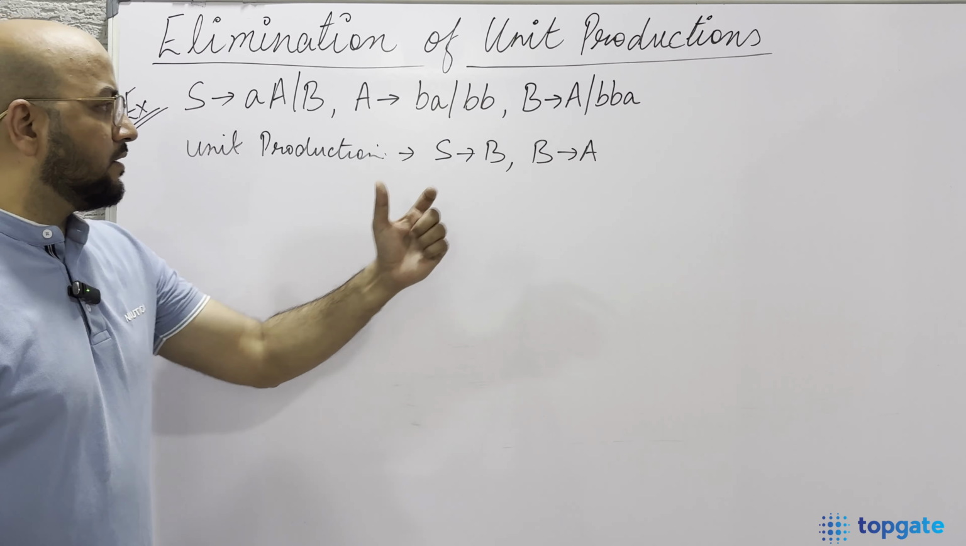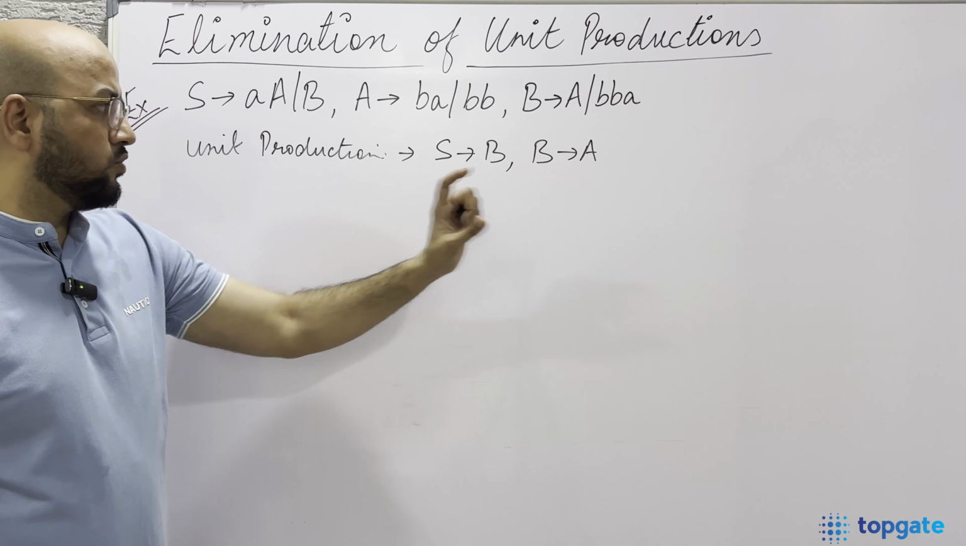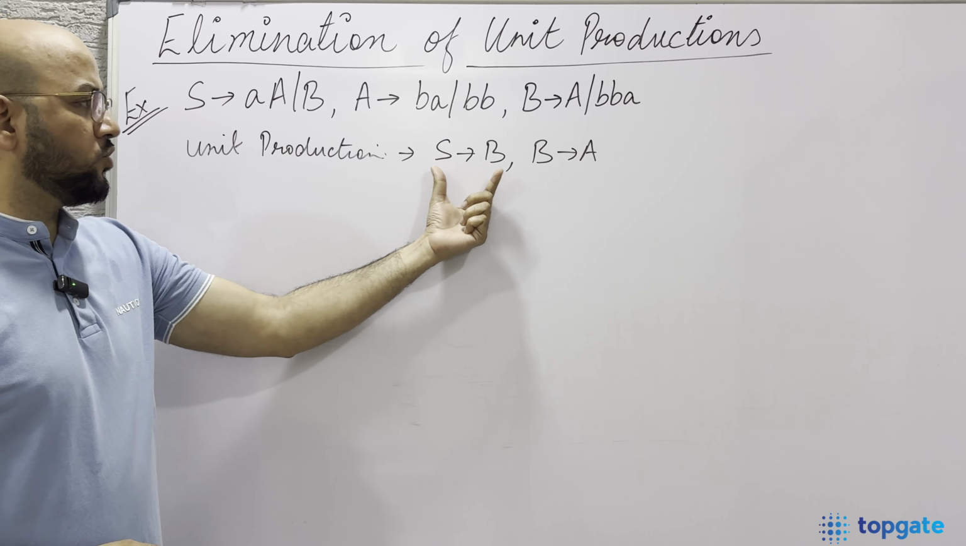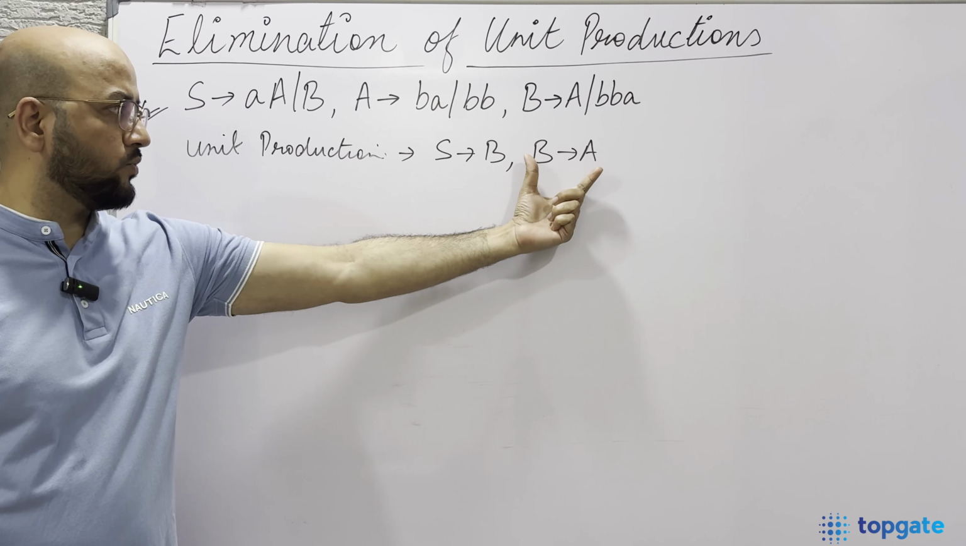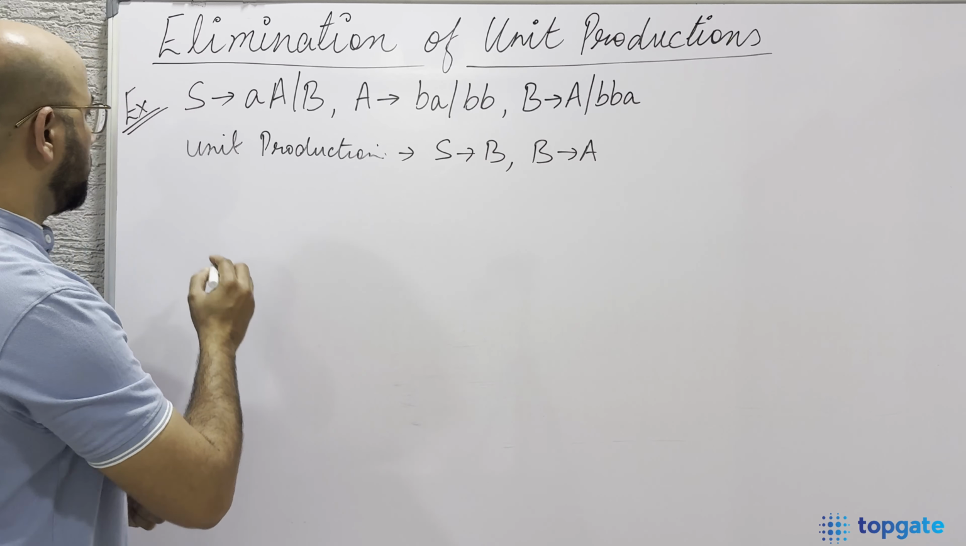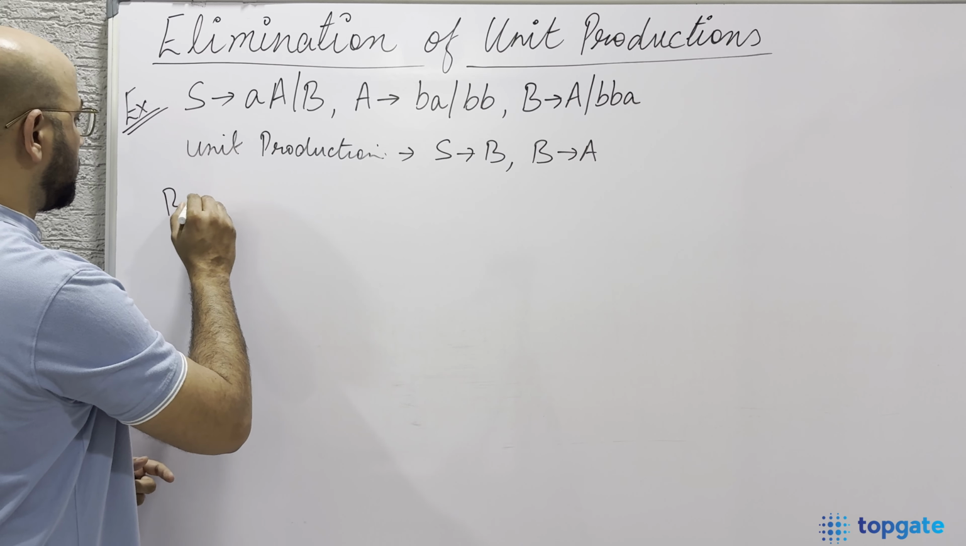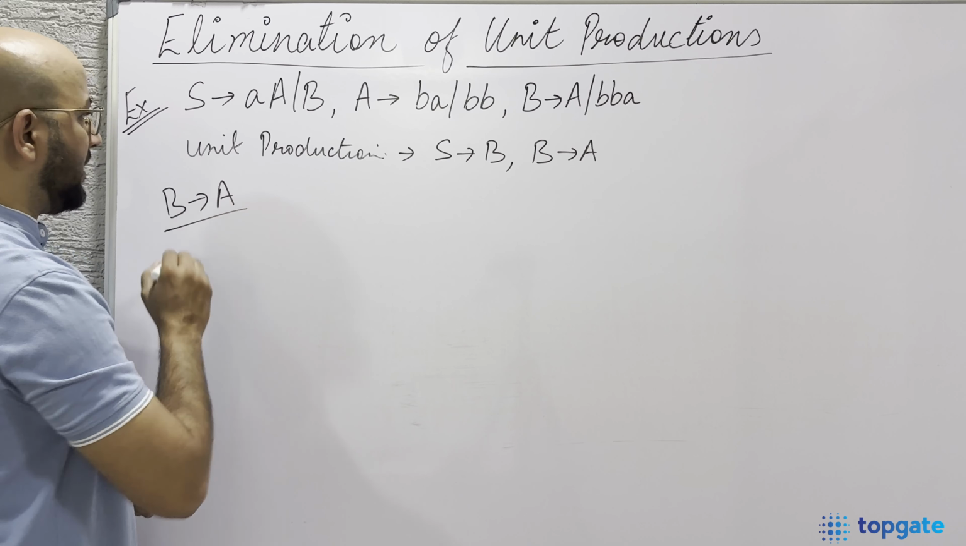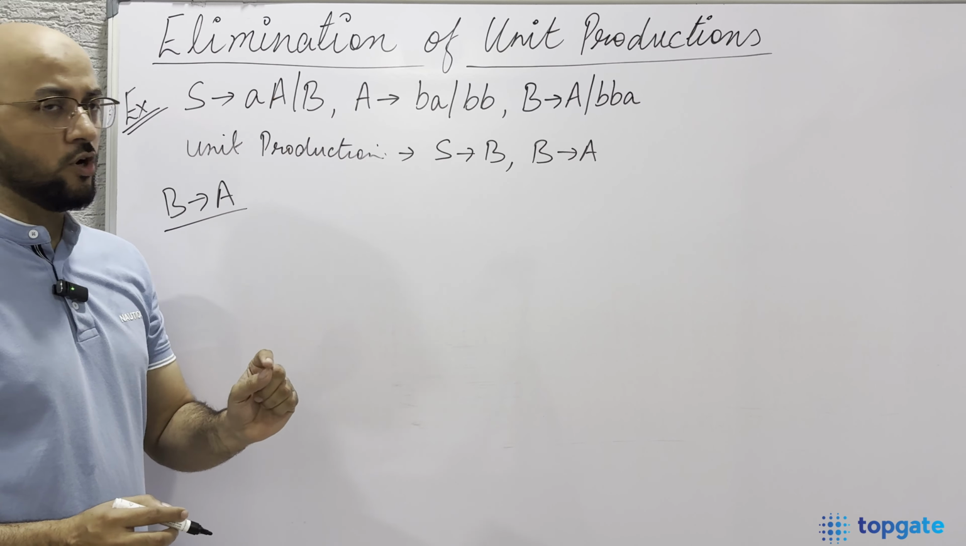So again, I'll start from the last one. So there is no specific rule. You can start from this one also, but usually we start from this last one. So I'll start from this one. So what do we have? We have B tends to A. So after eliminating B tends to A, what will happen to my context-free grammar?